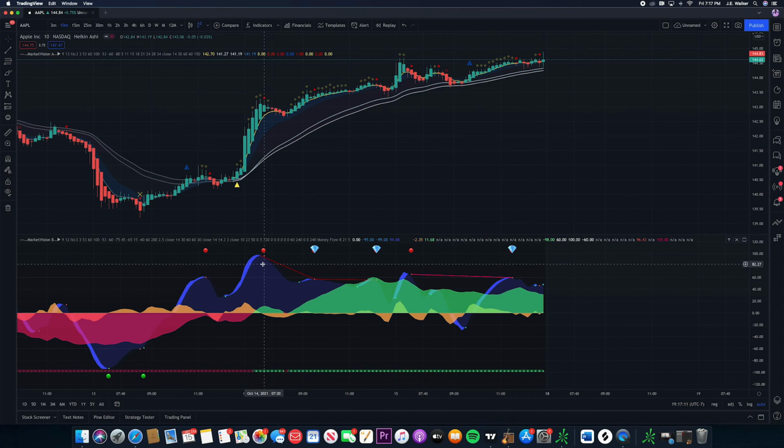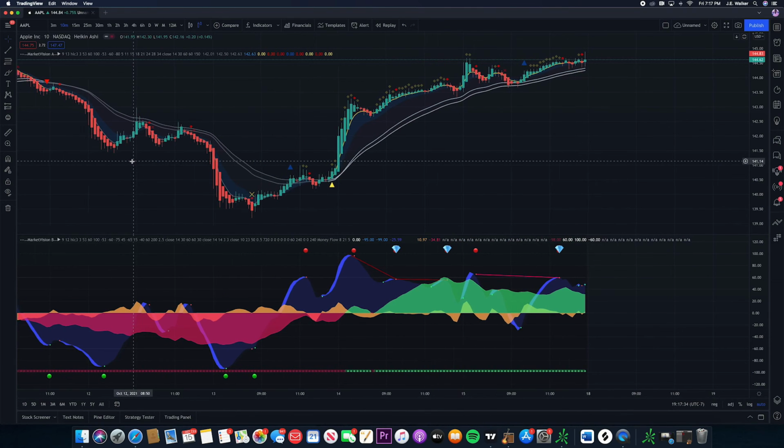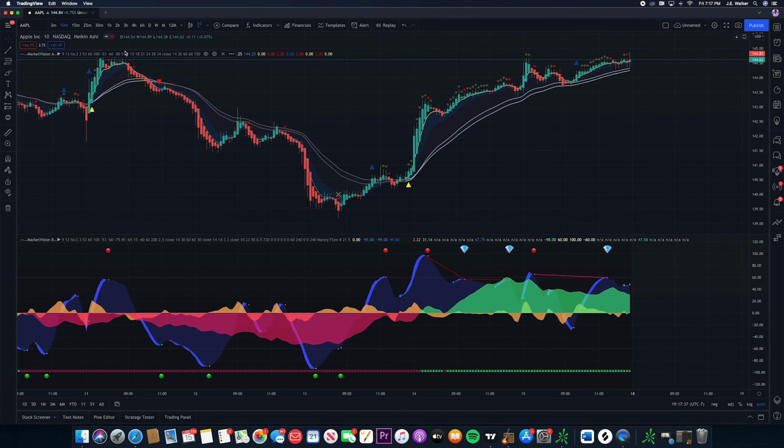A red dot is a good exit point. Let's say you enter the trade at 640 and you catch this move right here. If you get a red dot, that's a pretty nice way to know when to take your profits. If you want to hold, you can. I like to scalp and day trade, but it's just a good rule of thumb.